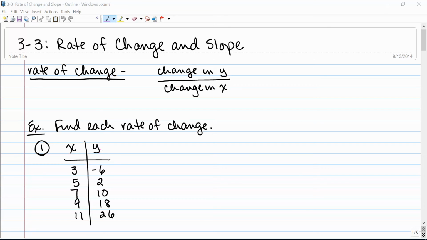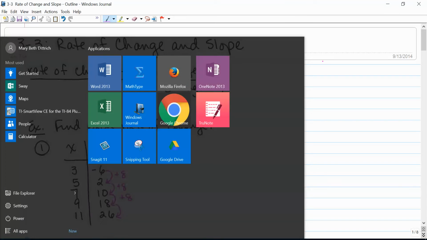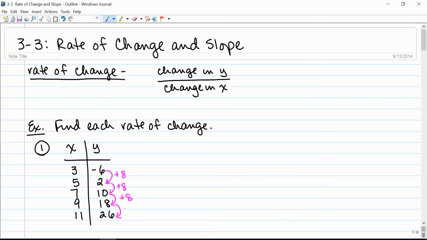So what we'd like to do is look at the y values first and figure out how much y changes each time we move from one value to the next. Okay, so when we move from -6 to 2, we're adding 8. When we're moving from 2 to 10, we're adding 8. 10 to 18, we're adding 8. And from 18 to 26, we're adding 8. So the change in my y is going to be 8, a positive 8.